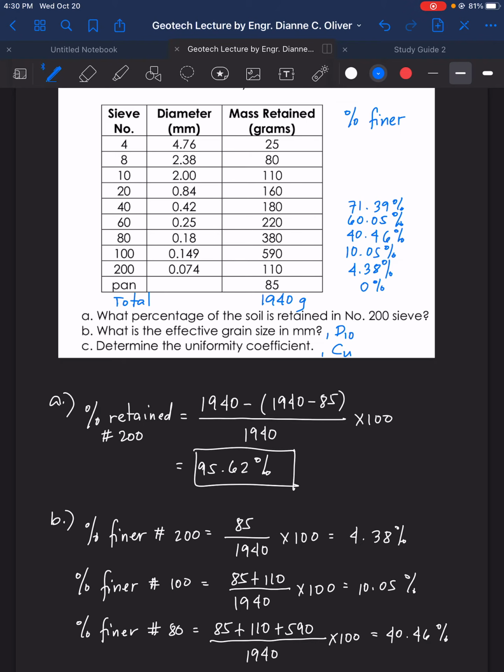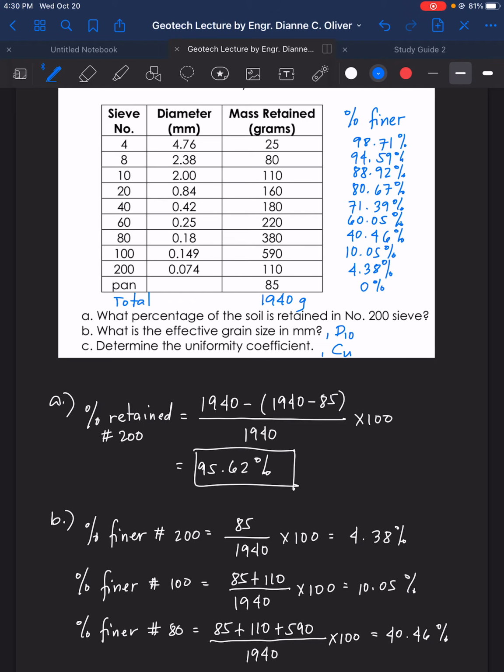71.39%. 80.67%. 88.92%. 94.59%. And then we have 98.71%. Okay?